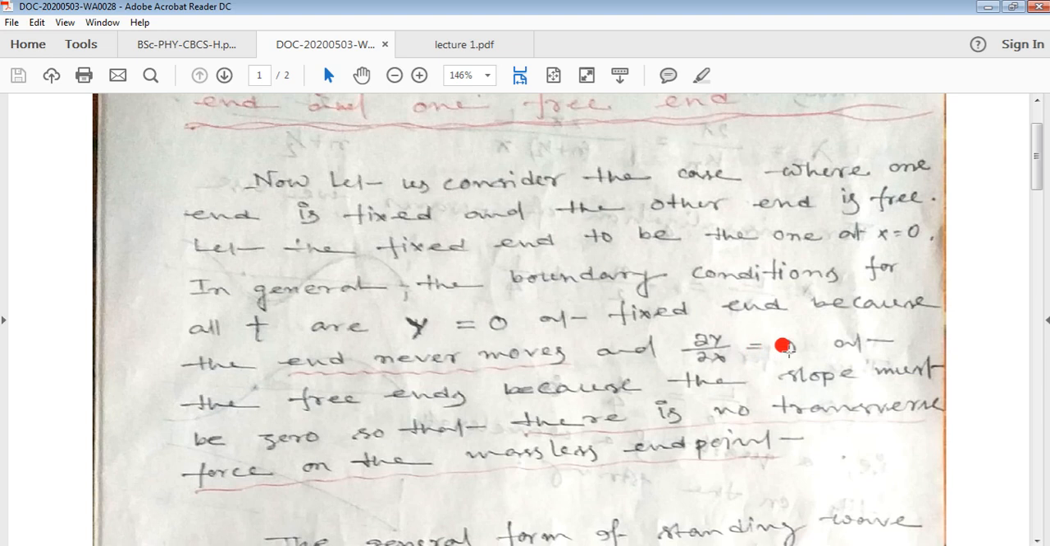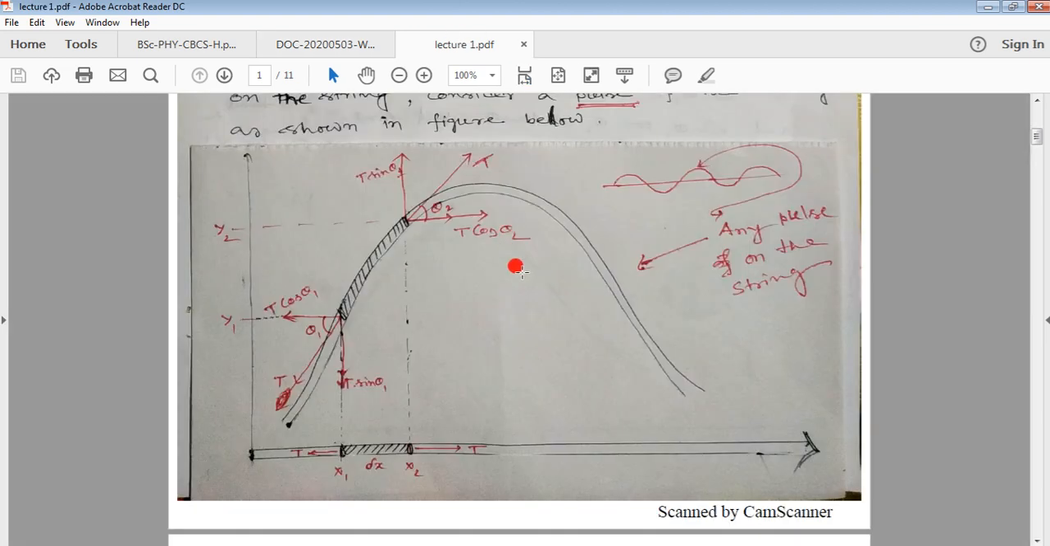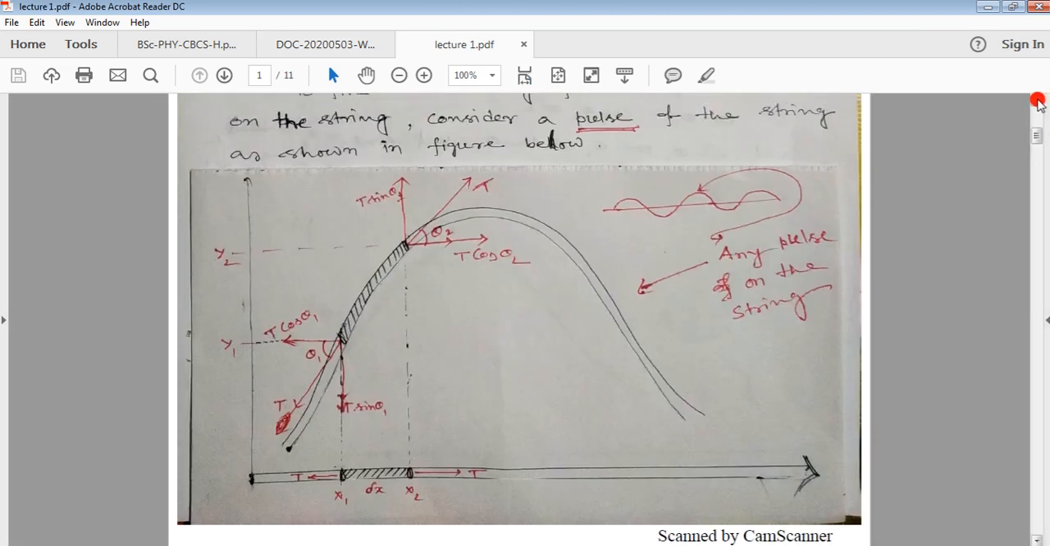And this second one is due to the fact that the x equal to L end is completely free from transverse force, that is there should not be any constraint, otherwise the end will not be free. So free means there should not be any transverse force. So in order to understand this boundary condition, let us consider this figure of one of our previous lectures.